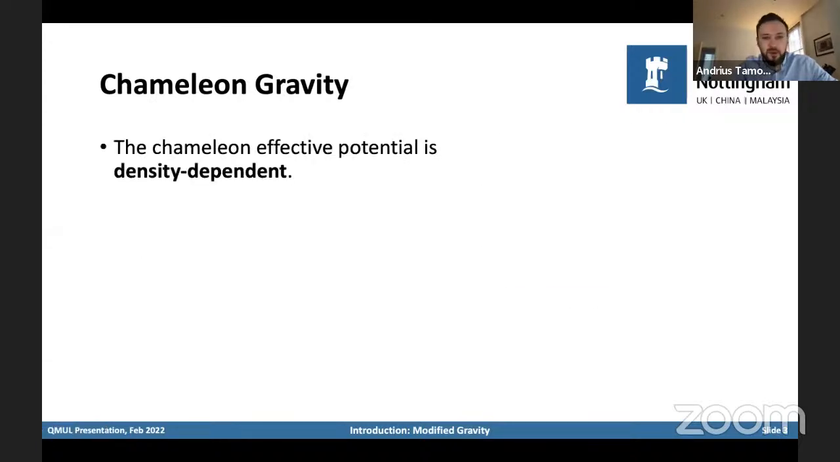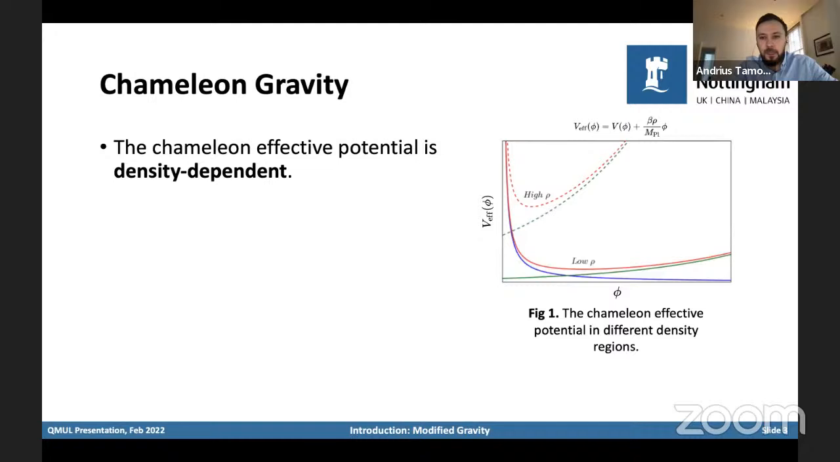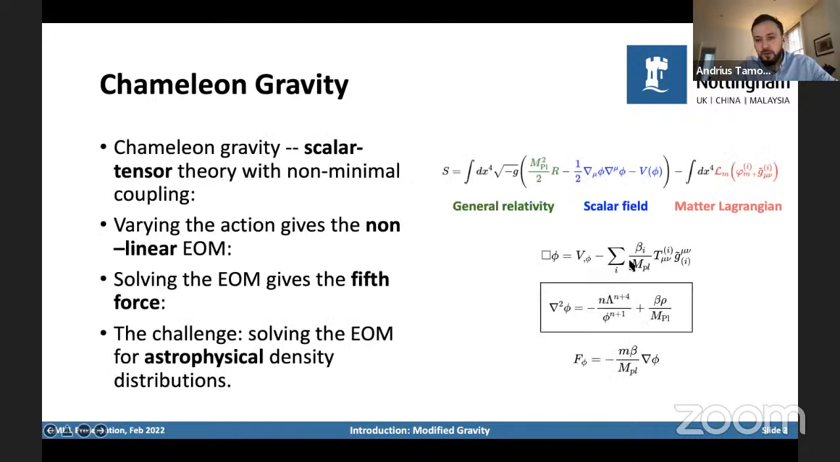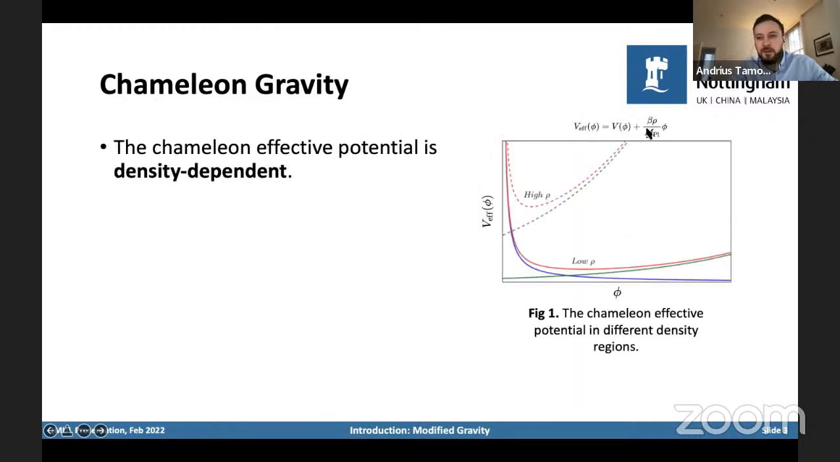Now, a few more things about chameleon gravity. If we go back to this equation of motion, you can see these two terms on the right-hand side. It turns out that we can define an effective potential that is equal to the potential V of phi plus these extra terms that depend on the density.